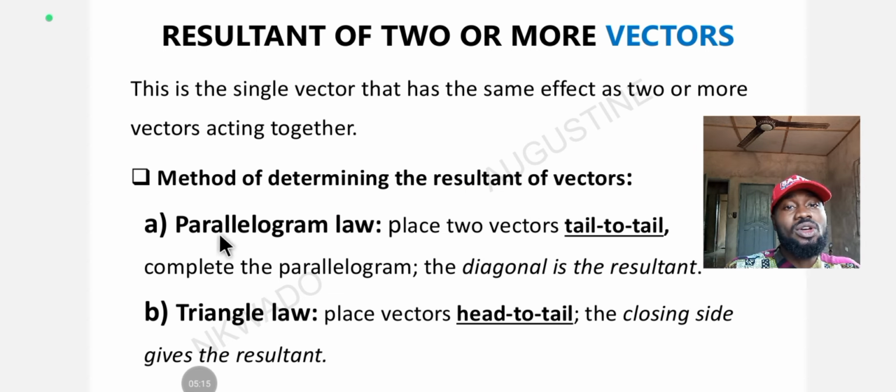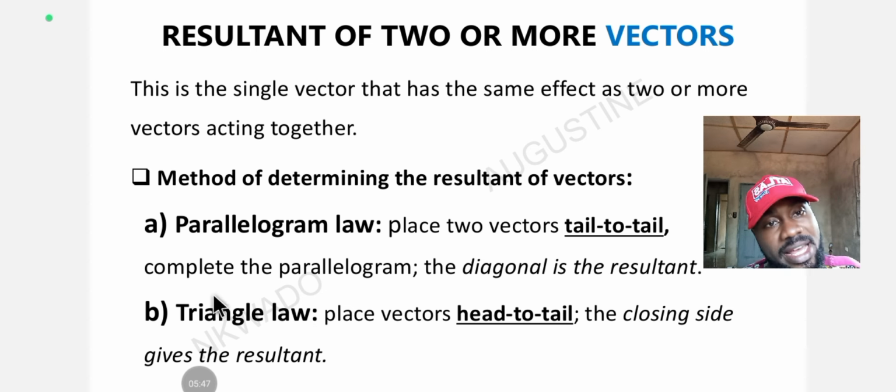The first method is parallelogram law. And the law states: place two vectors tail to tail. Hope you are jotting down. Place two vectors tail to tail. Complete the parallelogram. The diagonal is the resultant. So when you place two vectors tail to tail, the diagonal is the resultant vector.